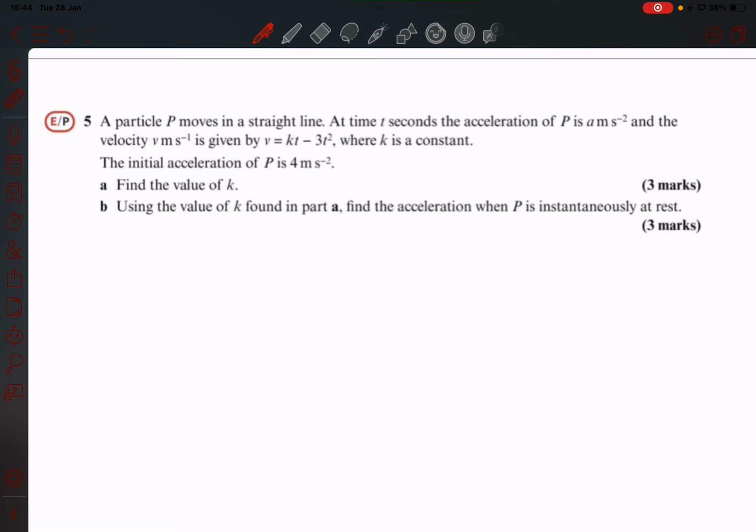This is exercise 11B. Right, so this is 11B, question number 5.